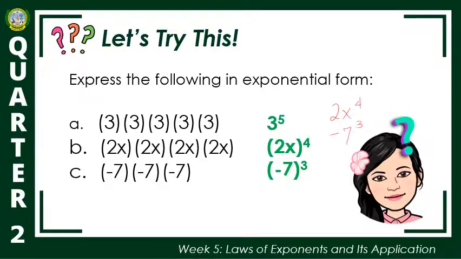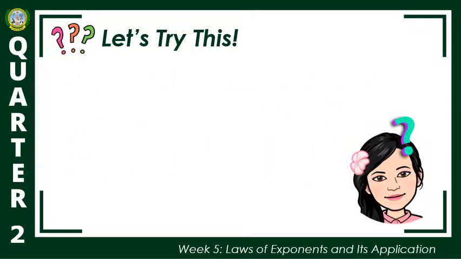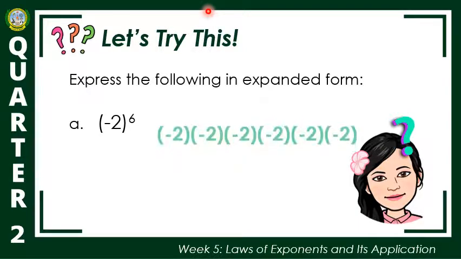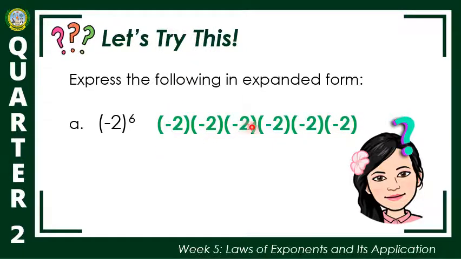Doon naman tayo sa vice versa or sa pabaliktad. Express the following in expanded form. So, given yung exponential form, ating po siyang i-expand. First, what is negative 2 raised to the 6th power? So, ang base natin ay negative 2, ang exponent ay 6, which means we are going to multiply negative 2 by itself 6 times. So, 1, 2, 3, 4, 5, 6. So, 6 pong negative 2 yung ating factors.